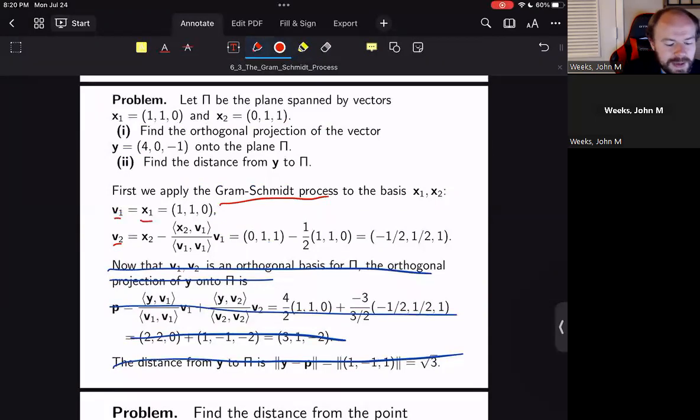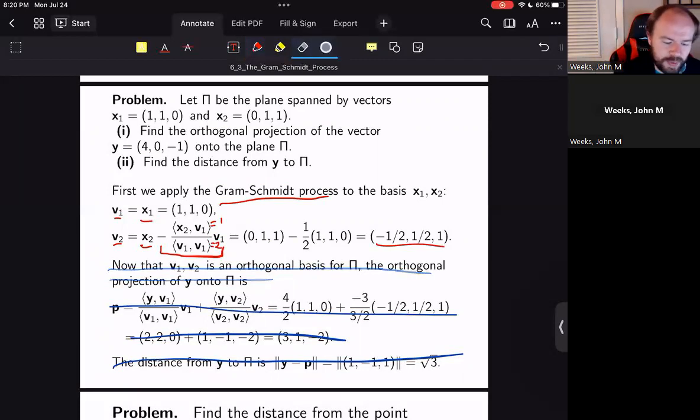And then we'll make V2 equal to x2 minus the orthogonal projection of x2 onto V1. We'll go through and compute what these values are. For example, the inner product here is going to give me 1. The inner product of V1 with itself is going to give me 2. So that gives me this constant 1/2 times the vector 1, 1, 0. Once I do that, I get the vector negative 1/2, 1/2, and 1.